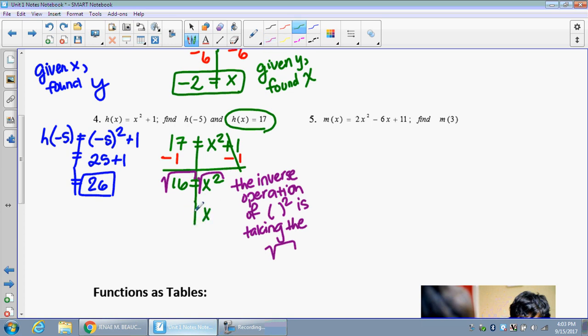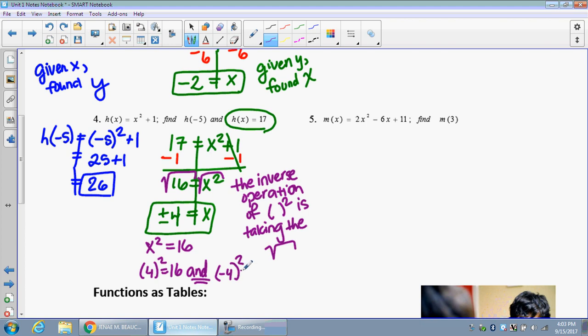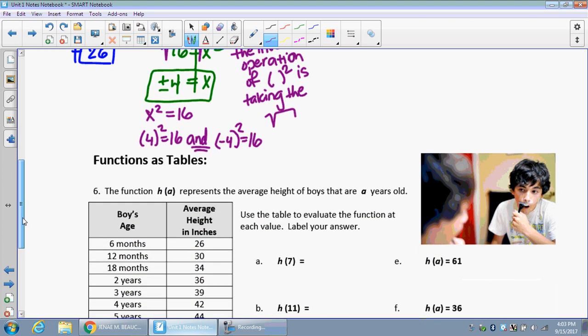Whenever we take the square root, we always get 2 answers. I get a positive and a negative 4 because the square root of 16 is 4. Real quick, the reason we get 2 answers is that if I'm looking at this equation, x squared equals 16, there's actually 2 answers that make that true. 4 squared is 16, and negative 4 squared equals 16. So that's why when we take the square root, we have to put that plus minus because we get 2 answers.